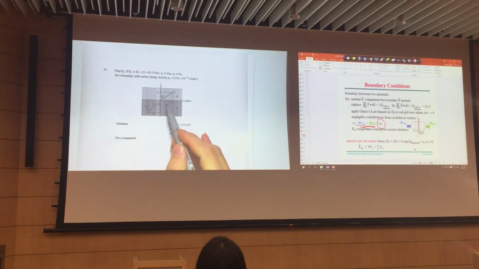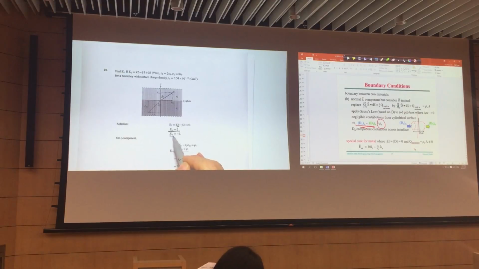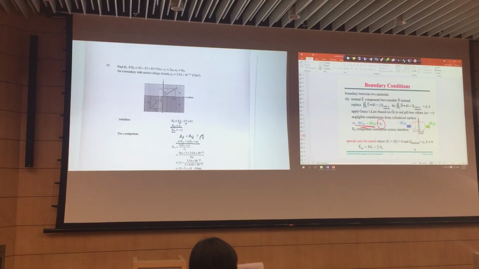Now, again, E1x is equal to E2x, E1y is equal to E2y. So now the difference is here. We need to apply this equation: E1n, E1z minus E2z equals rho s. Then set those values into this equation, you can obtain E1z.